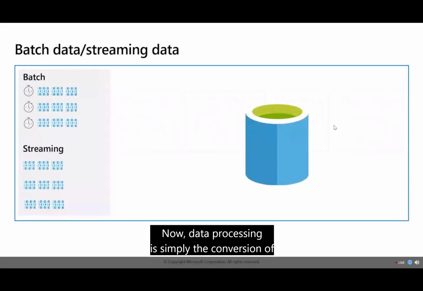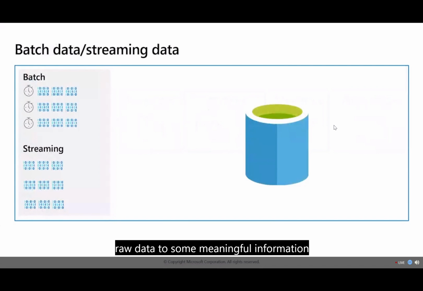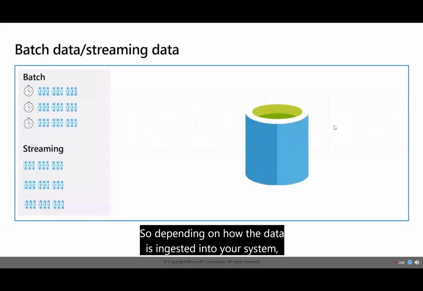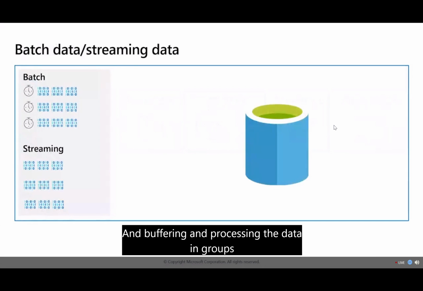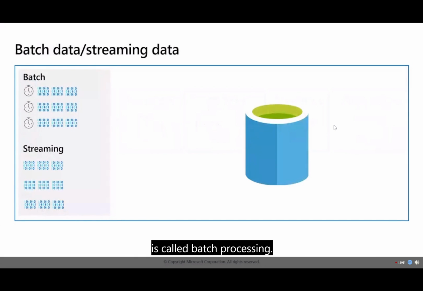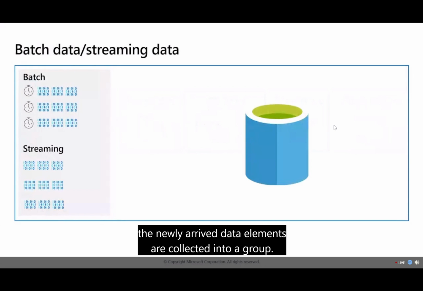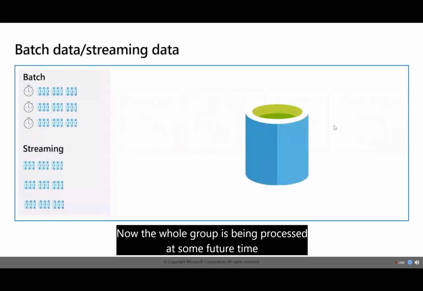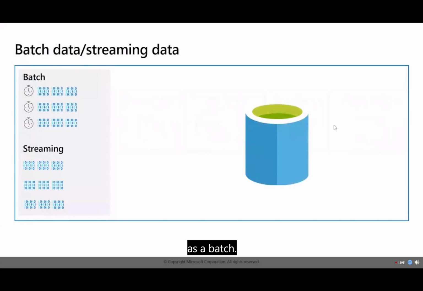Now, data processing is simply the conversion of raw data to some meaningful information through a process. Depending on how the data is ingested into your system, you could process each data item as it arrives, or you could buffer the raw data items and process them in groups. Processing data as it arrives is called streaming, and buffering and processing the data in groups is called batch processing. In batch processing, the newly arrived data elements are collected into a group. The whole group is then processed at some future time as a batch.